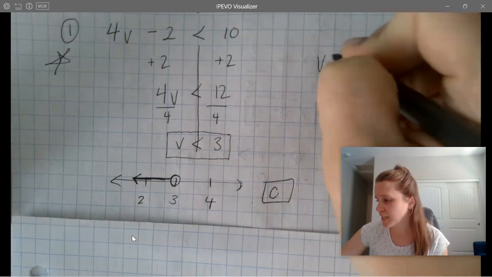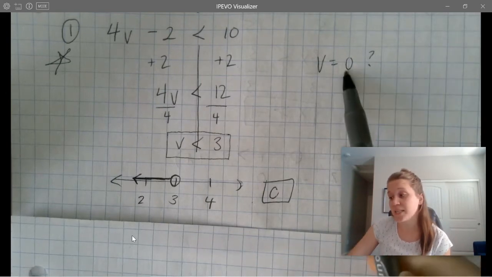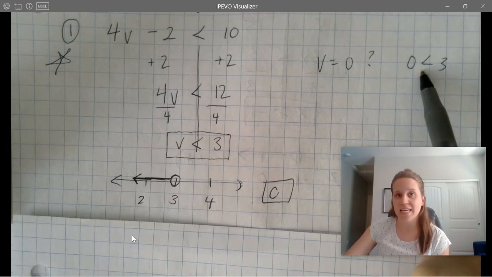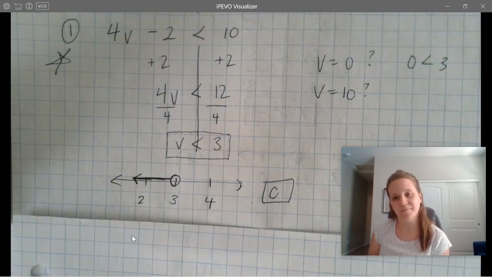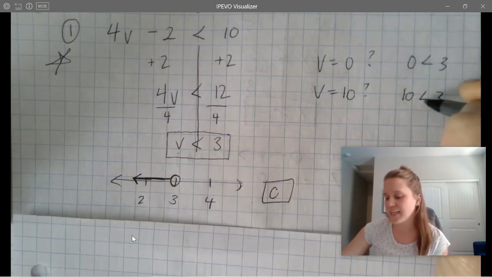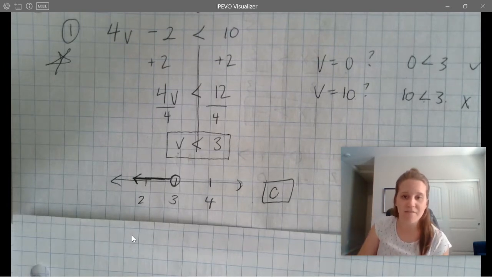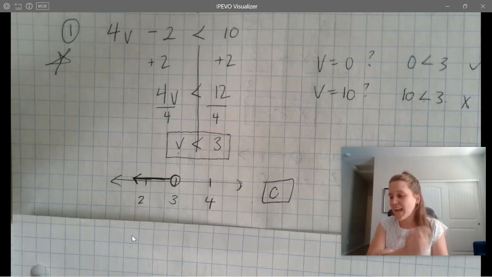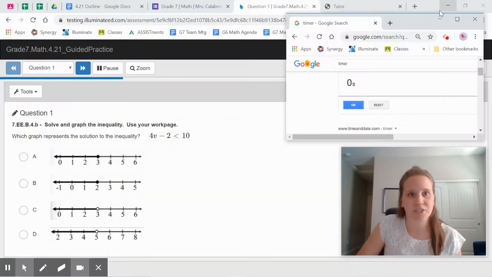What if I said, could a solution be 0? Yes, a solution could be 0 because when I substitute 0 into my inequality, I get a true statement. 0 is less than 3. What about 10? Could 10 be a solution? No, 10 could not be a solution. Why? I'm going to substitute 10 in for v. Is 10 less than 3? No, so 10 is not a solution, but 0 is. Can you write another example of a solution to this inequality? Excellent. Any value that is less than 3 would be a solution, including all of the negative numbers. Awesome. Let's try the next question.